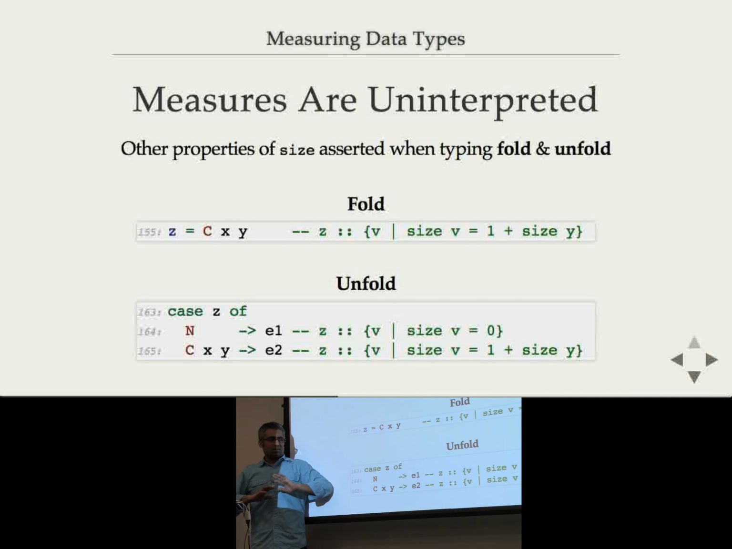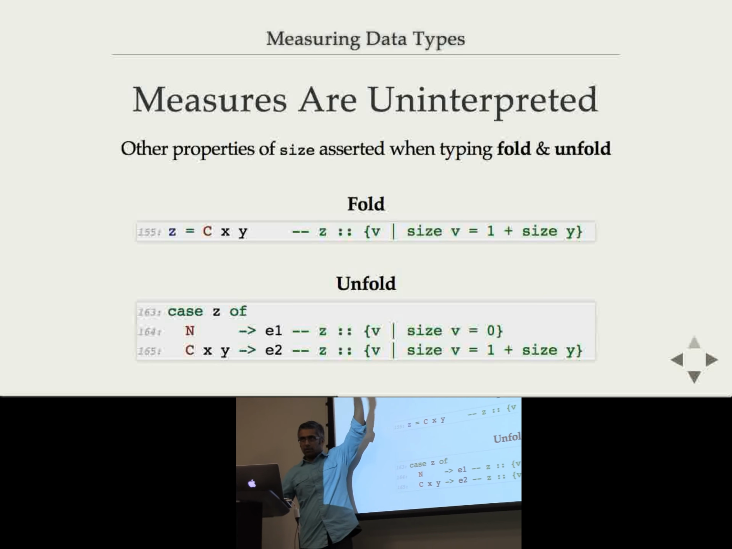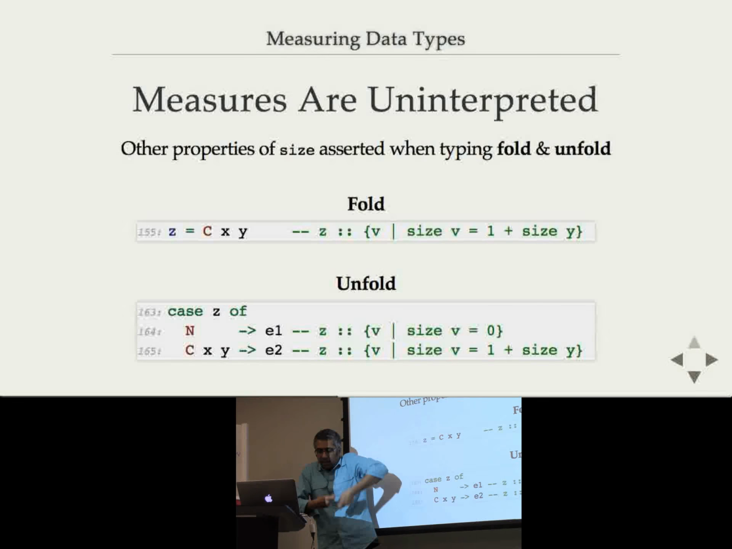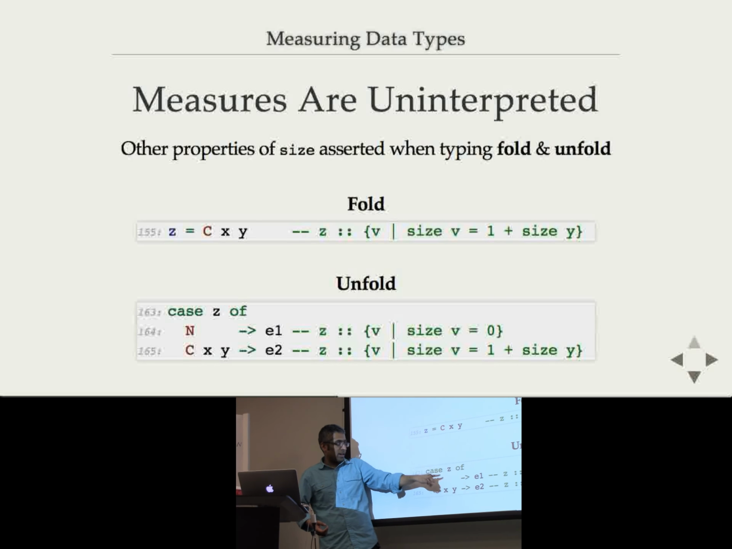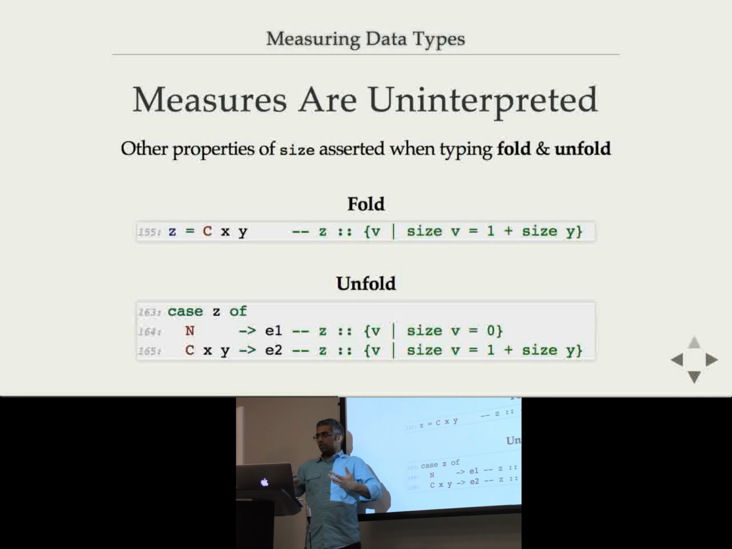That's it, it's a total syntactic hack. I just take those weird measure definitions, I tuck their types inside the data constructors, and then as I use the constructors by folding or unfolding, I just belch out those equations, and that's it.